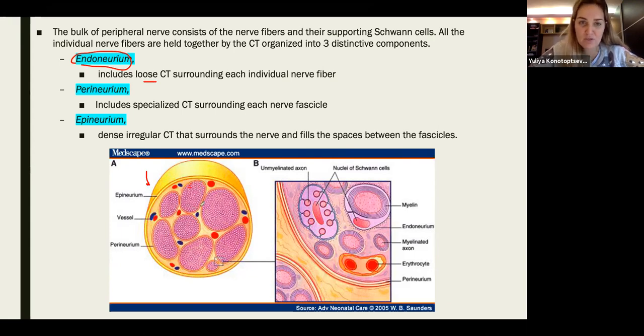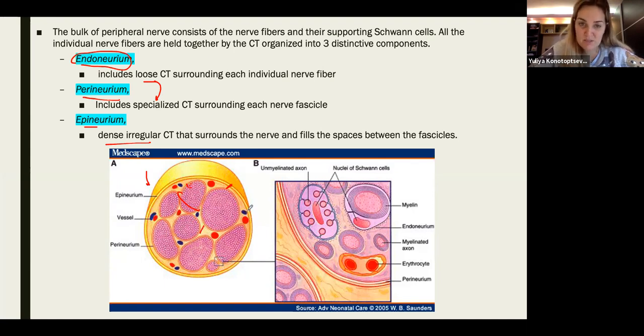A bunch of axons are put together into a fascicle, like a nerve fascicle. This nerve fascicle is surrounded by the perineurium. Perineurium is specialized connective tissue. You could also say reticular connective tissue. So also loose, also reticular, also specialized. There'll be just one difference. We'll talk about it right now. A bunch of fascicles are put together and surrounded by this tissue, which is called epineurium. This is a dense, irregular tissue, which puts all of the nerve fascicles together.